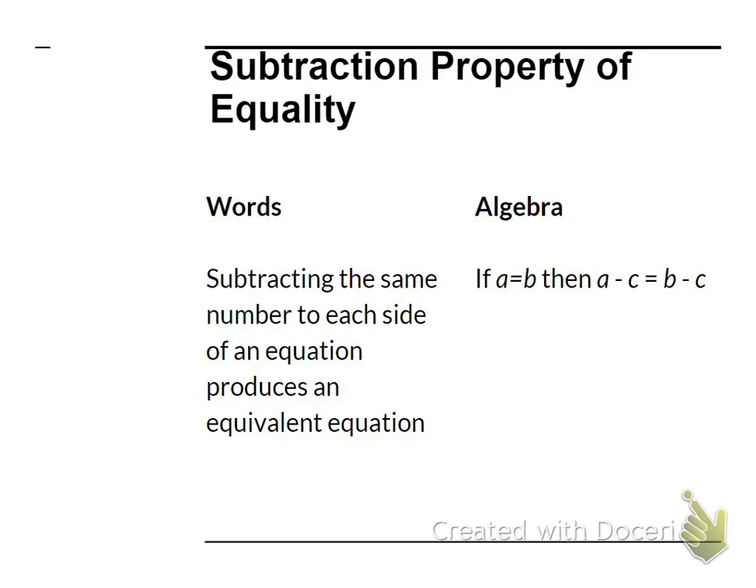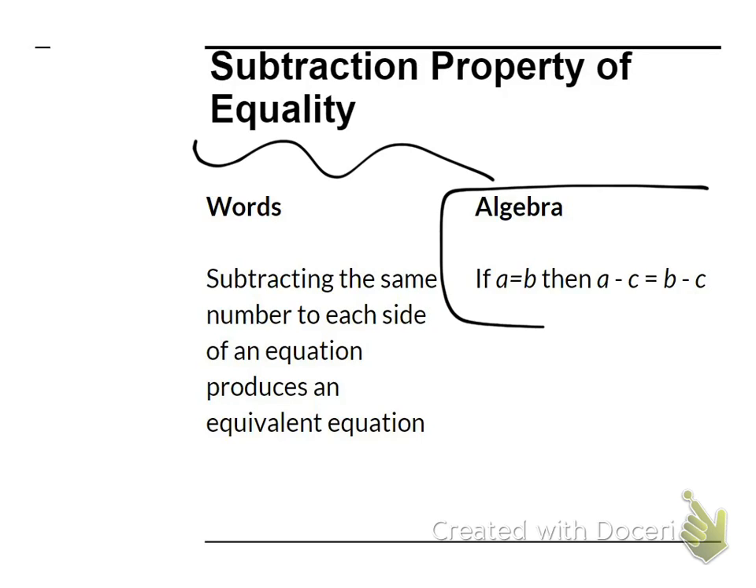The subtraction property of equality. Again, we should have a title. We should have the algebra for it. I will read you the words. Subtracting the same number from each side of an equation produces an equivalent equation.